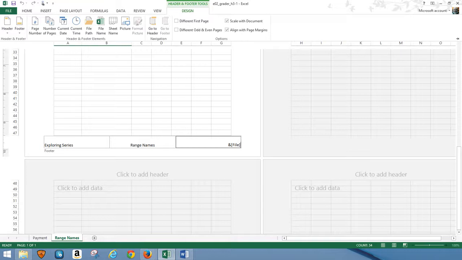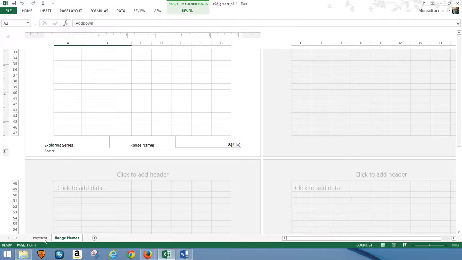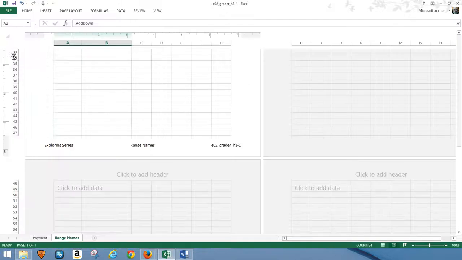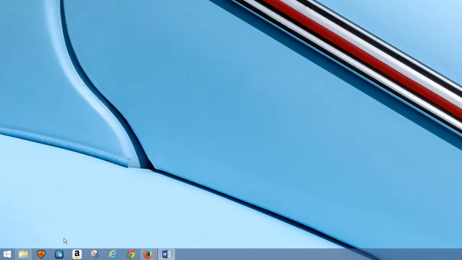Now it says ensure the worksheets are placed in the following order. Payment first, and we have Payment first. Range name second, that's second. So we now save the workbook and close it, exit Excel and submit it. So when I save this, I can save it as anything I want. So I'm just going to click Save. And then I'm going to exit Excel.